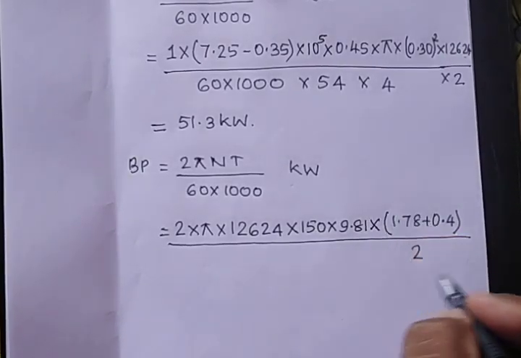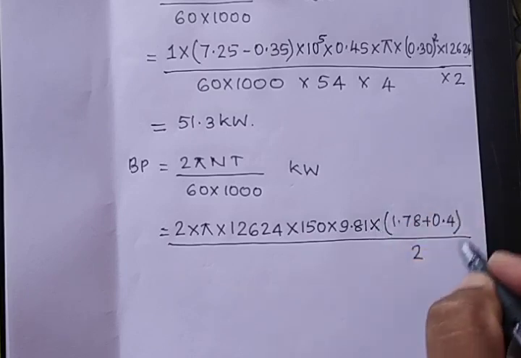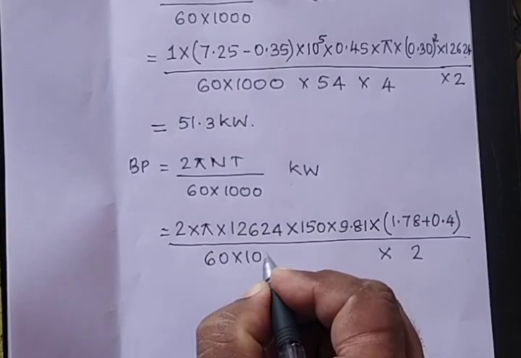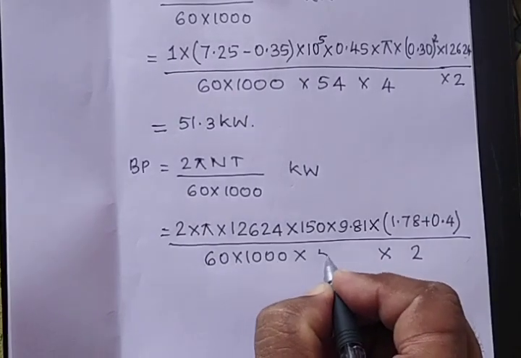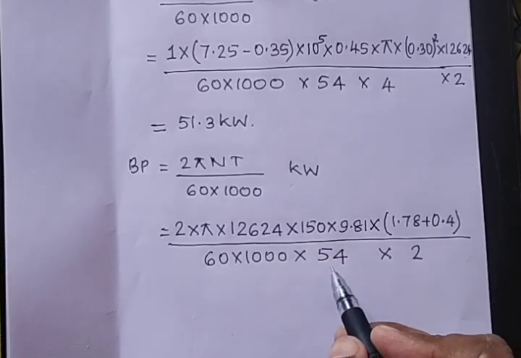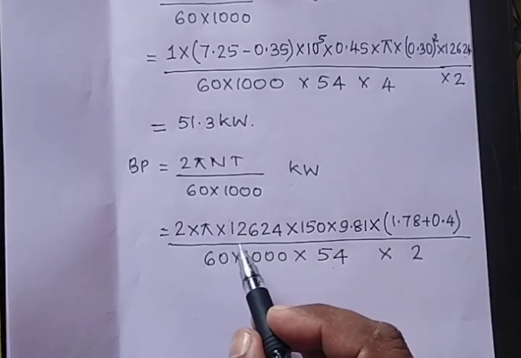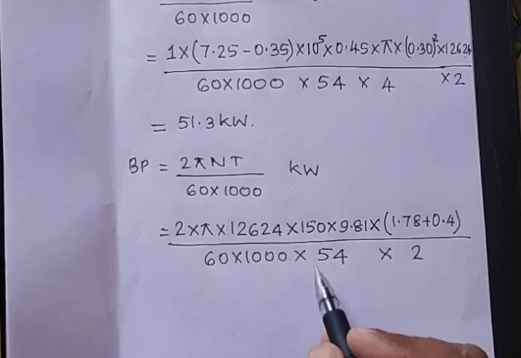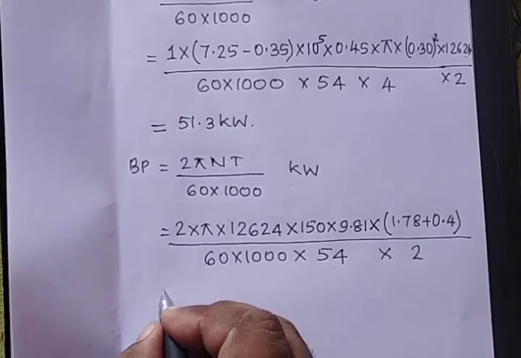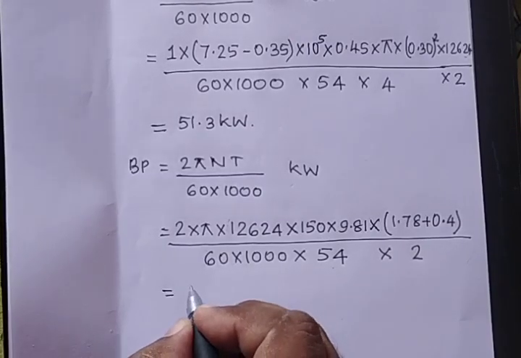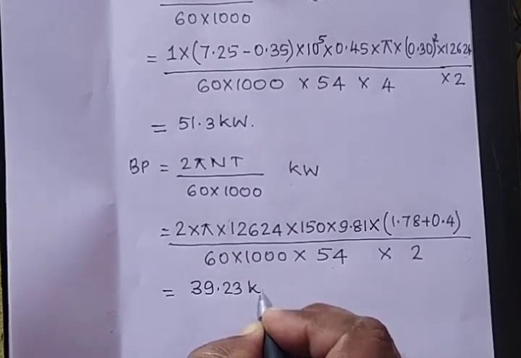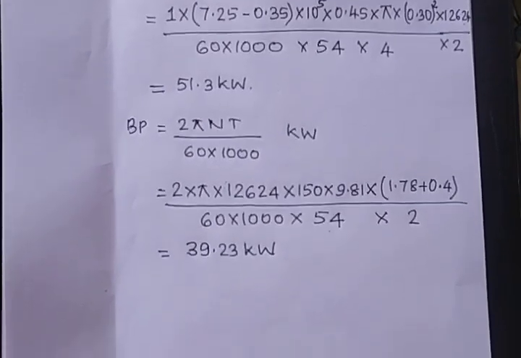2 for dB plus dr by 2 into 60 into 1000 into 54, because as I said the speed is given for 54 minutes. The speed of 12,624 is for 54 minutes. That is, the trial is conducted for 54 minutes. So find out the value of BP. So you get it as 39.23 kilowatt.